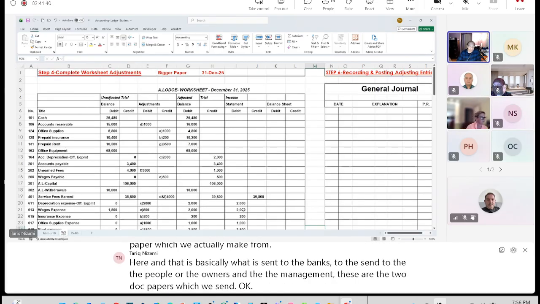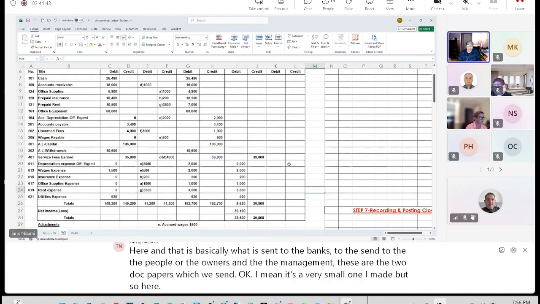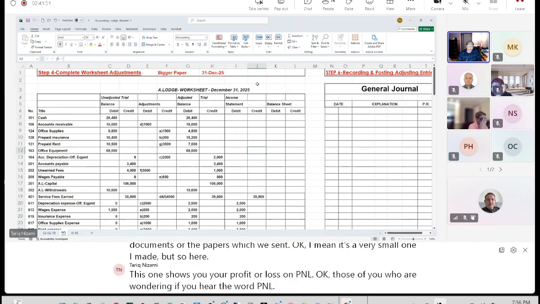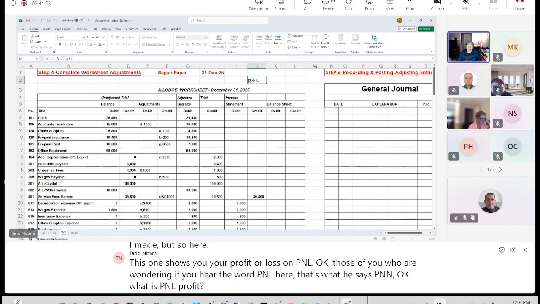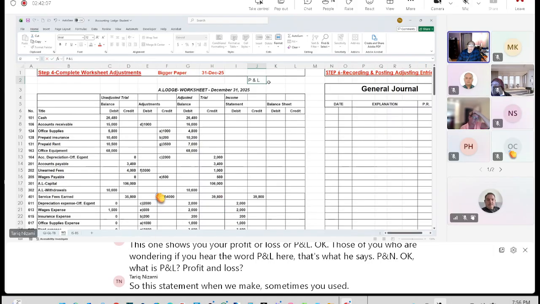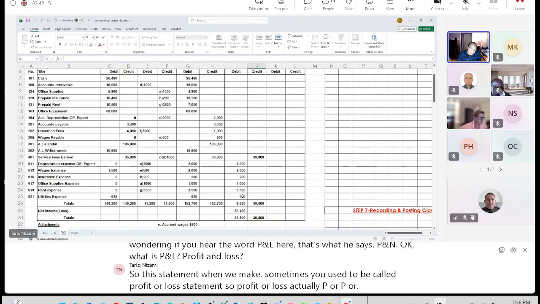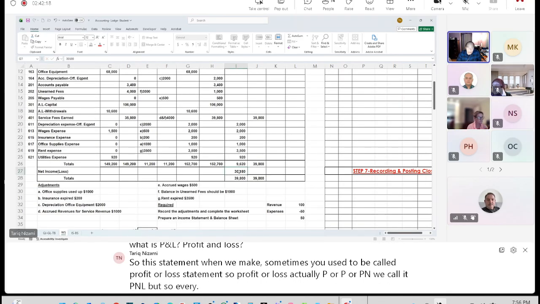It's a very small one I made, but this one shows you your profit or loss, or P&L. Those of you who are wondering, if you hear the word P and L here, what is P&L? Profit and loss. So this statement, sometimes it used to be called the profit and loss statement, and we call it P&L. Everybody's okay with this?